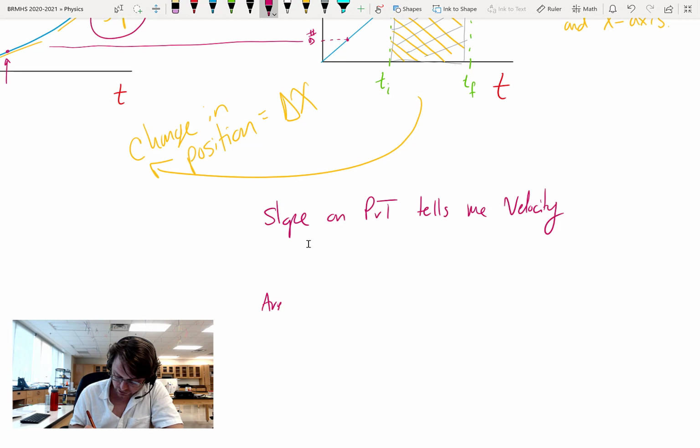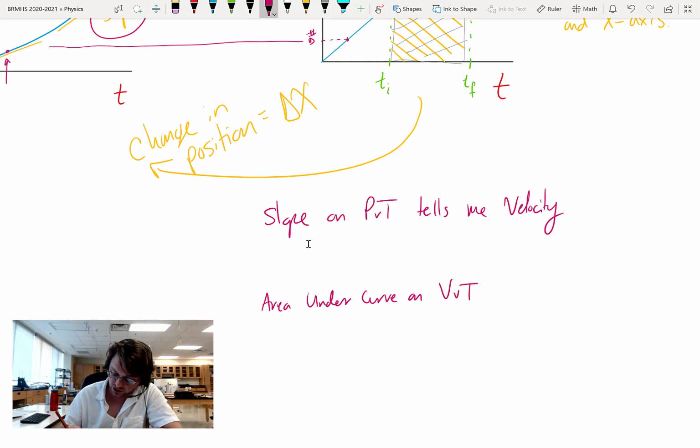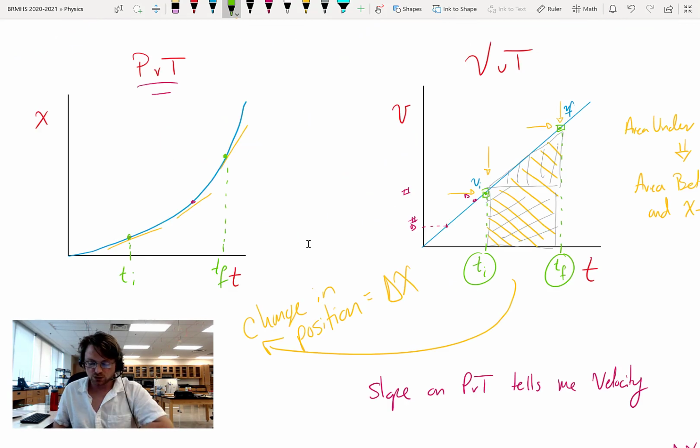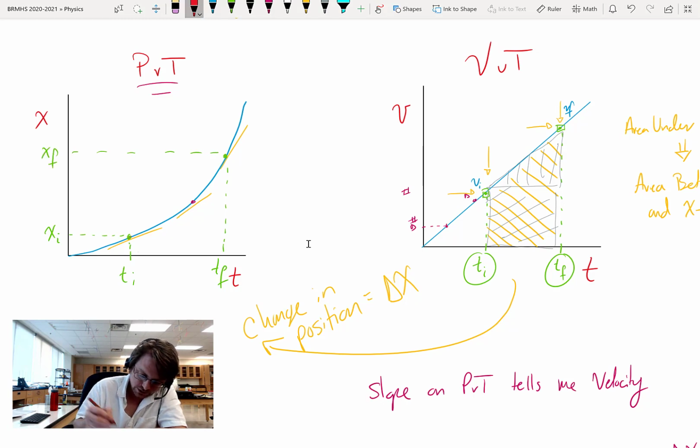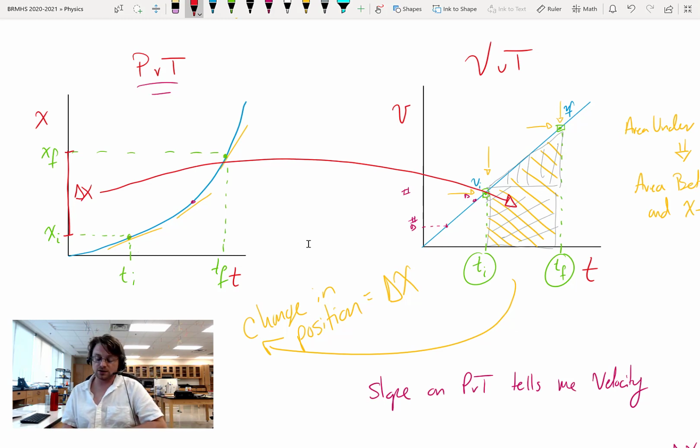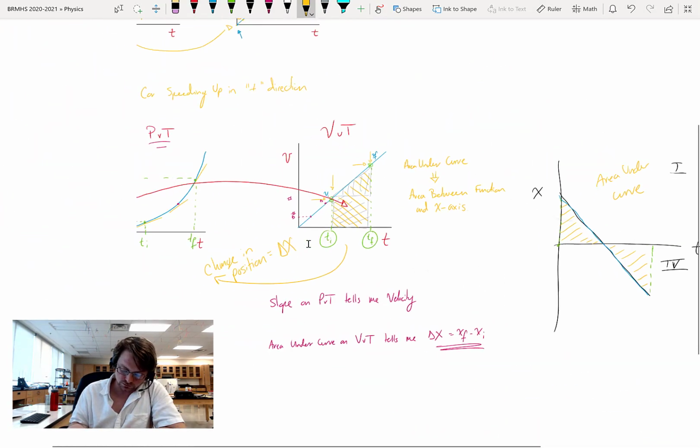If I find area under the curve on a velocity time graph, area under the curve on VVT, that tells me delta x, or change in position. So the change in position between initial and final time will be indicated on the y-axis of my position versus time graph, from x initial to x final. So it'd actually be this distance measured here on the y-axis, that's going to be delta x, and it's going to be equivalent to the number which is the area bound between initial and final time on our velocity versus time graph. Okay, there we go.